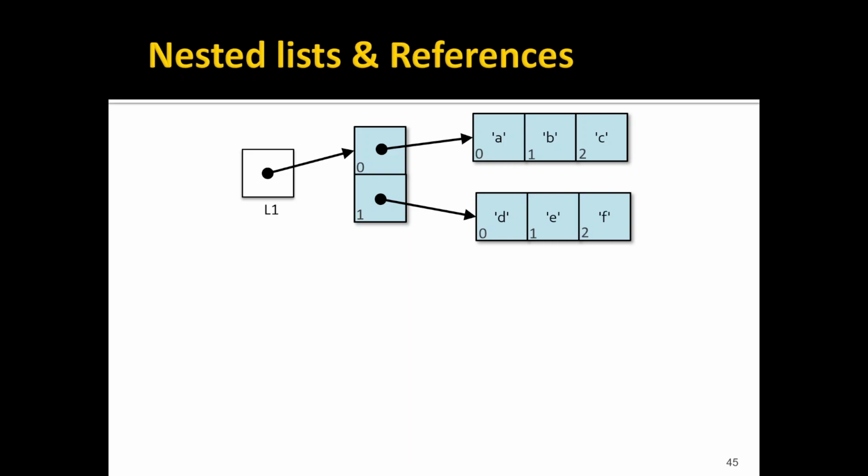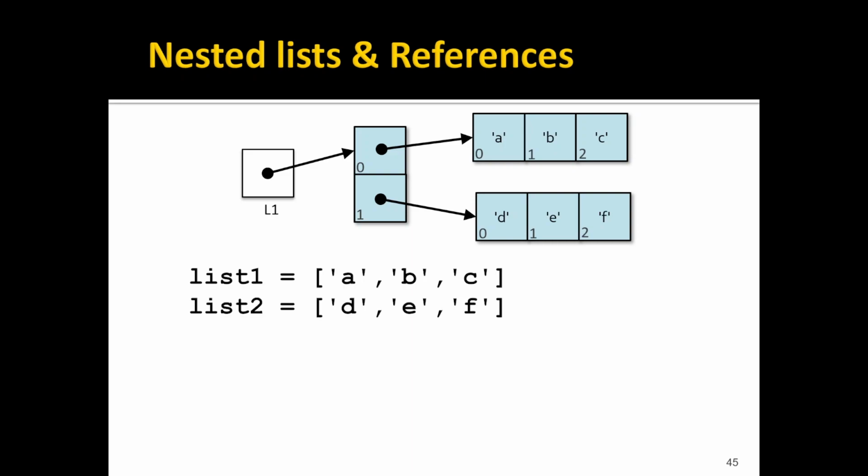Another way of thinking about this is if we had declared 2 independent lists, one that has the values ABC and one that has the values XYZ, then we could make a new list, called L1 in this case, that's just the list that holds those 2 lists. So we'd say L1 equals list1, comma list2. And we'd end up with a situation like this, a 2D list where the top level pointer is a pointer to a list that contains more pointers.